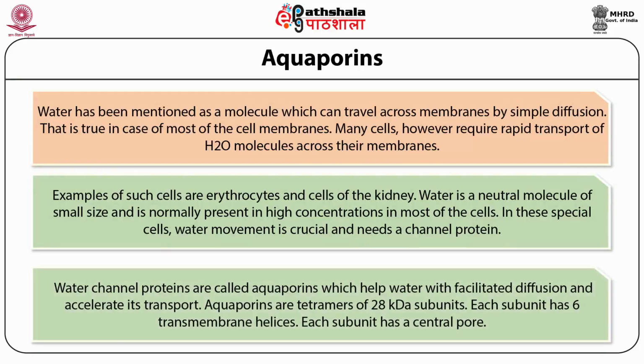Water channel proteins are called aquaporins, which help water with facilitated diffusion and accelerate its transport. Aquaporins are tetramers of 28 kilodalton subunits. Each subunit has 6 transmembrane helices and a central pore.